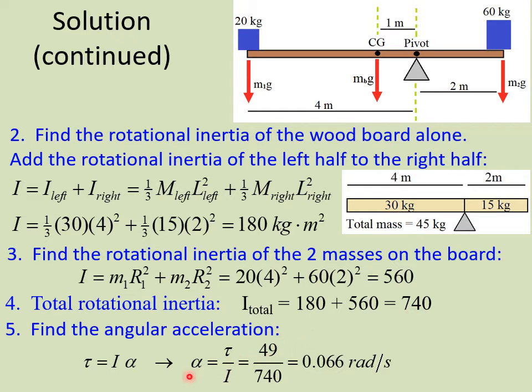So finally, we can solve Newton's second law. Torque equals I alpha. Therefore, alpha is equal to torque over I. The torque is 49. All right, remember we found this in the previous slide. And the total rotational inertia of the system is 740. So that gives us a total angular acceleration of 0.066 radians per second squared.